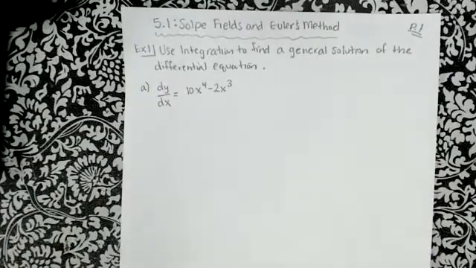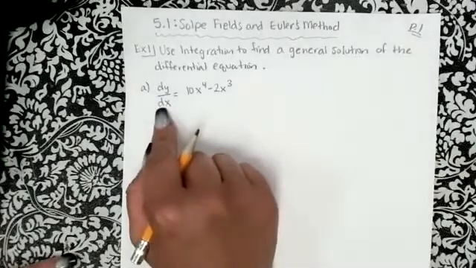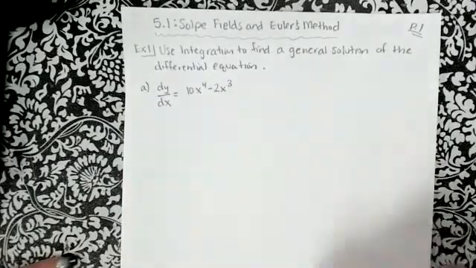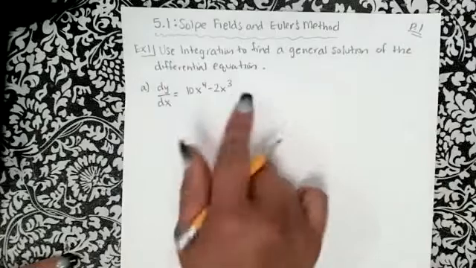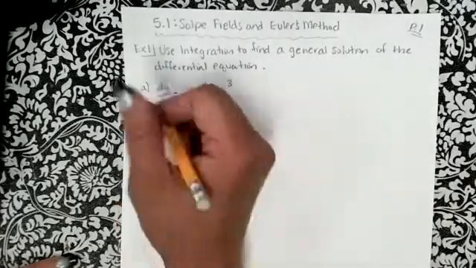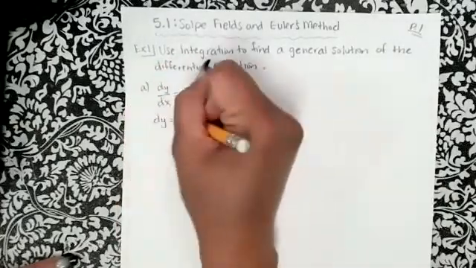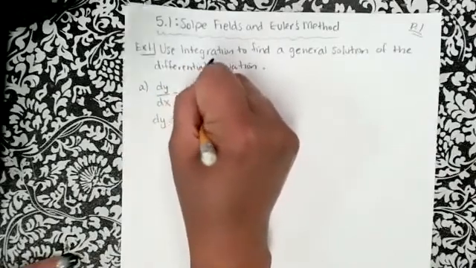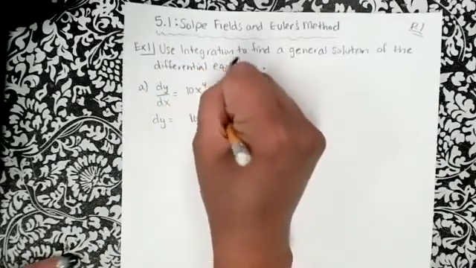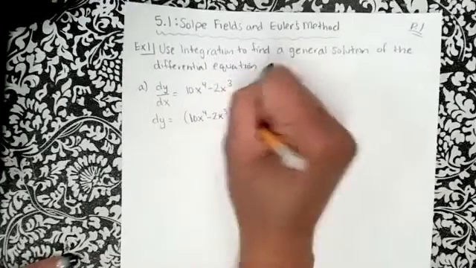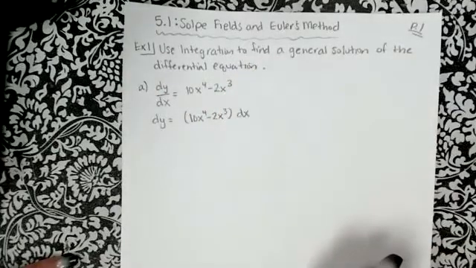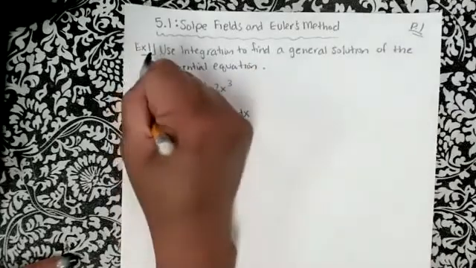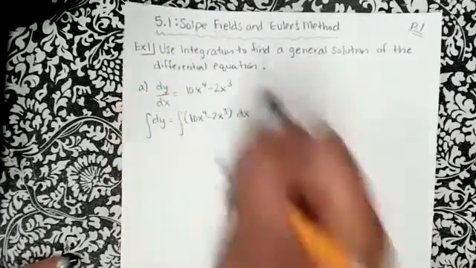So on this, you're basically going to be taking the antiderivative. Now, I need to move this dx over here before I throw in the integral. So I'm going to multiply both sides by dx. If I multiply this side by dx, I'm left with dy equals 10x to the fourth minus 2x cubed times dx. I'm now going to get rid of my derivative, so I'm going to take the antiderivative of both sides.